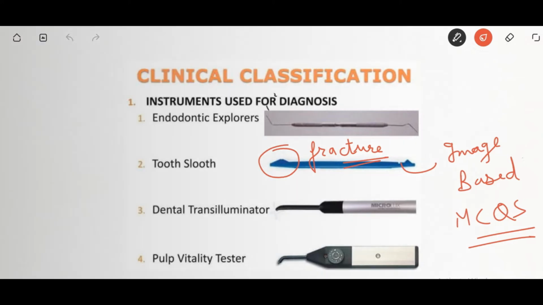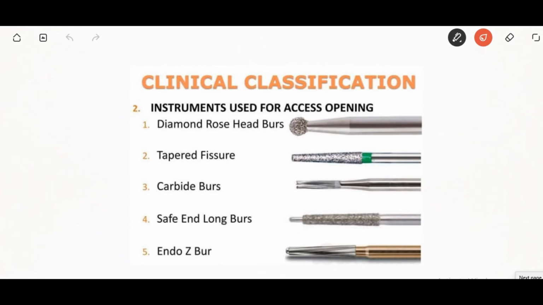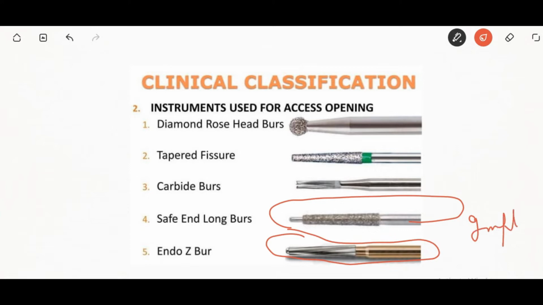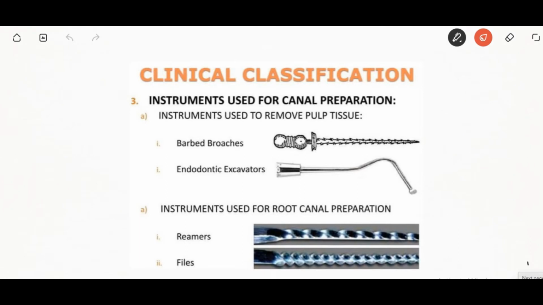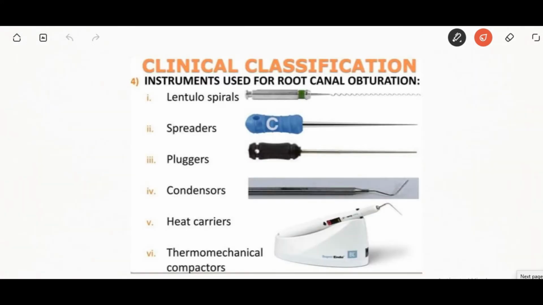Now what are the instruments that are used for the access opening? We can use various types of burs like diamond burs, tapered fissure burs, carbide burs, Safe-ended long burs, and Endo-Z bur. The instruments that can be used for the canal preparation are the barbed broaches, endodontic excavators, and instruments used for root canal preparation that can be either reamers or files. The instruments that are used for root canal obturation are the lentulo spirals, spreaders, pluggers, condensers, heat carriers or thermomechanical compactors.